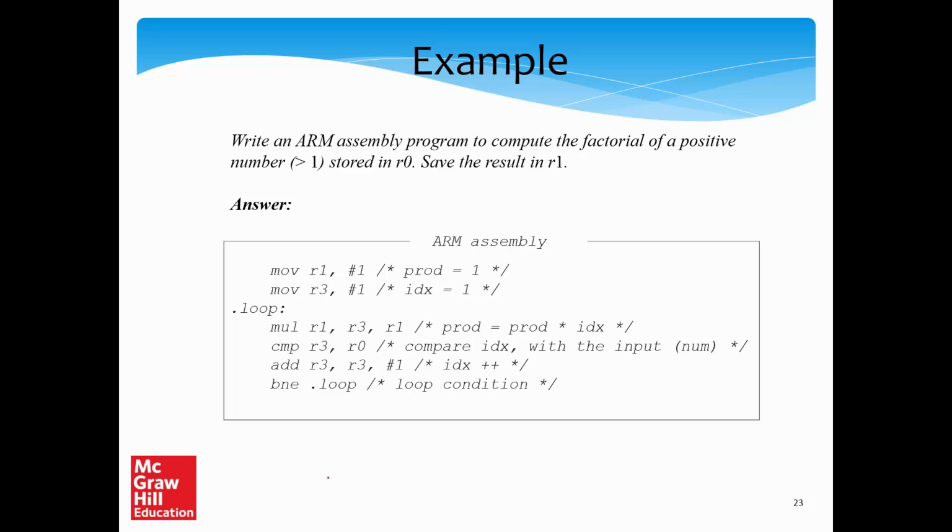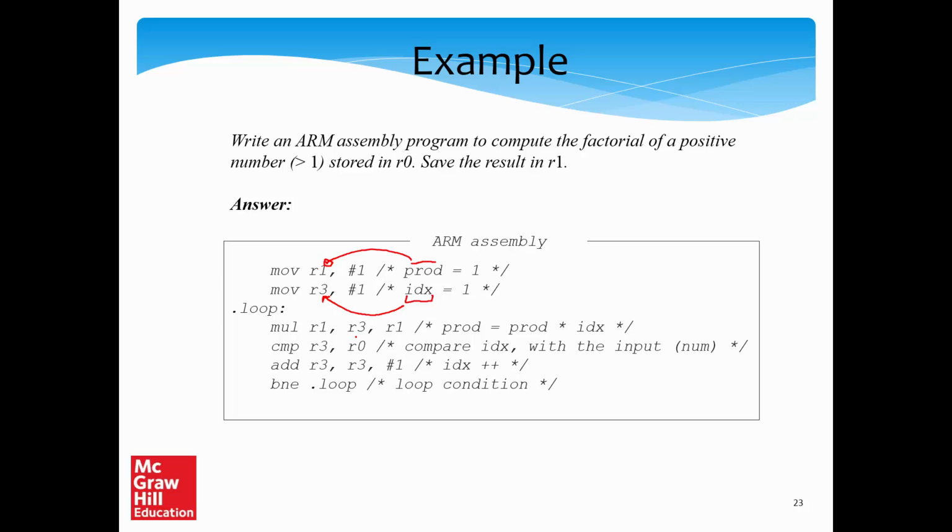Alright. So the first thing that needs to be done in any kind of an assembly program is that we need to do register assignment. So let's assume that the prod variable, product, is saved in R1, which is also where we need to return the result, is initialized to 1, and the index of the loop is also initialized to 1 and is saved in R3.